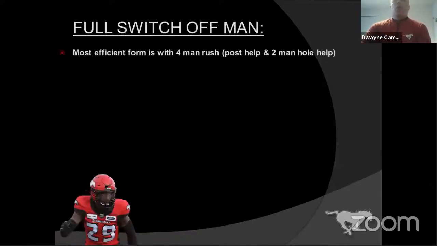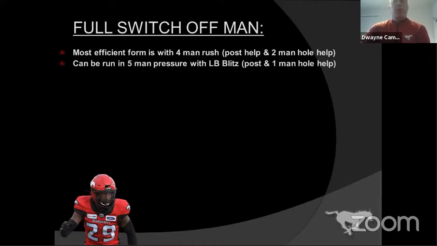Okay. So lastly, before I go to some film, what does it look like? The most efficient form is with a four-man rush because it provides us post help and two hole defenders in the middle of the field.